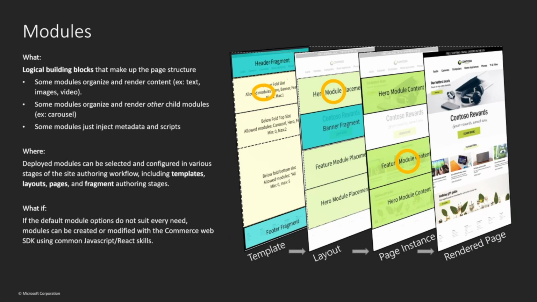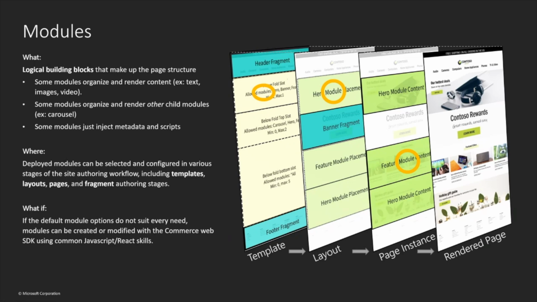And so some of these modules can organize and render content. That would be like rendering a big image here, like on this page, and text, saying some marketing text, even button text and links. Something that might be localized as well. So you might have a slightly different image for different channels or markets, and you would obviously have different languages for the text. And then some other modules are really more for organizing and rendering other child modules.